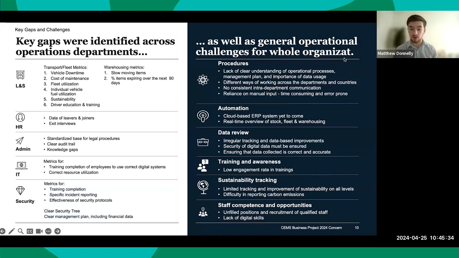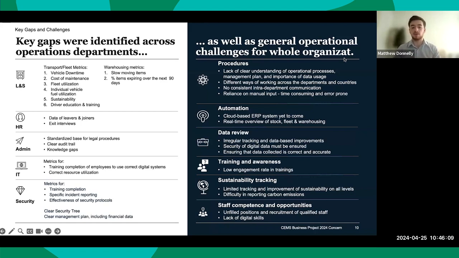Bringing us on to reviewing data. So there is irregular tracking and data-based improvements, which cause some challenges for the organization, as well as this, the security of the digital data, which is a key part of having data. It must be ensured at all times, which brings its own challenges. And mainly for what we're looking at now is ensuring that the data collected is correct and accurate so that it can be used in terms of metrics, in terms of benchmarking. And if it is not correct, then there's no point in having the data at all.